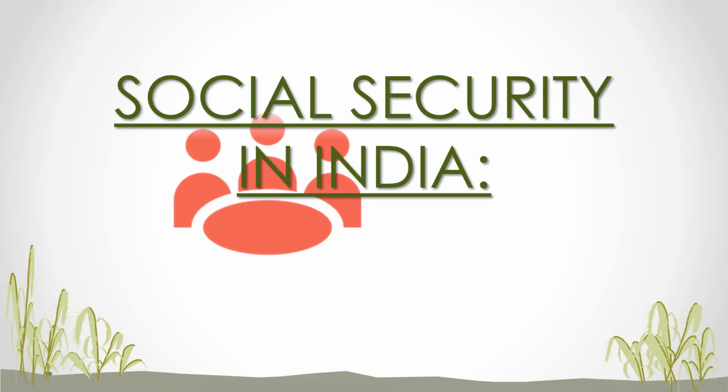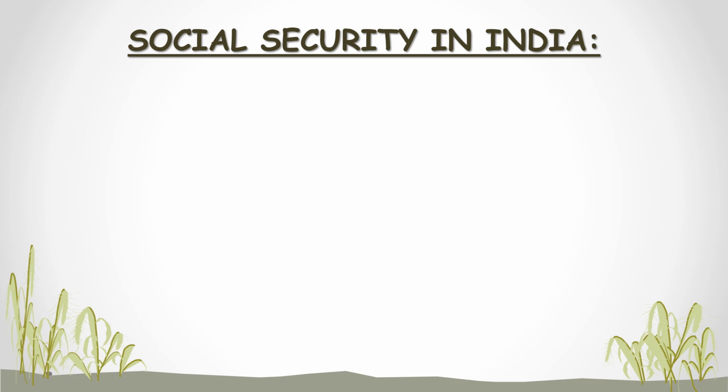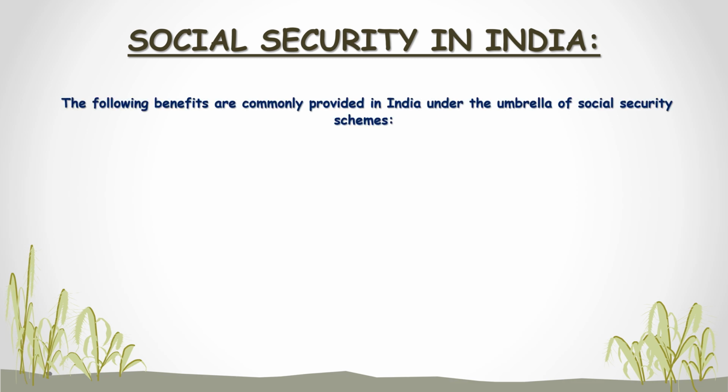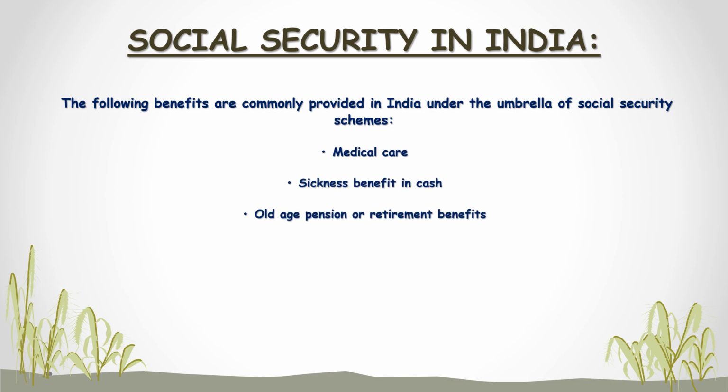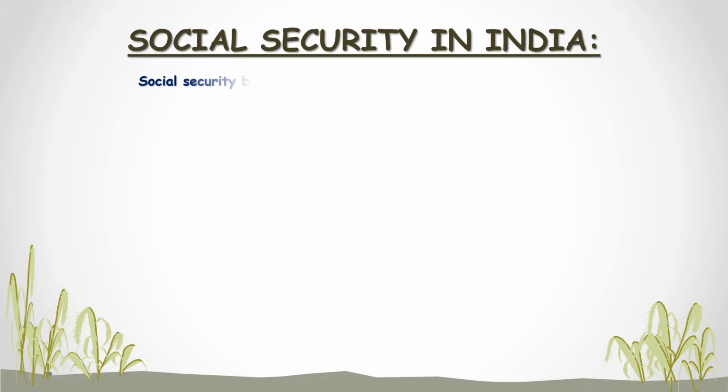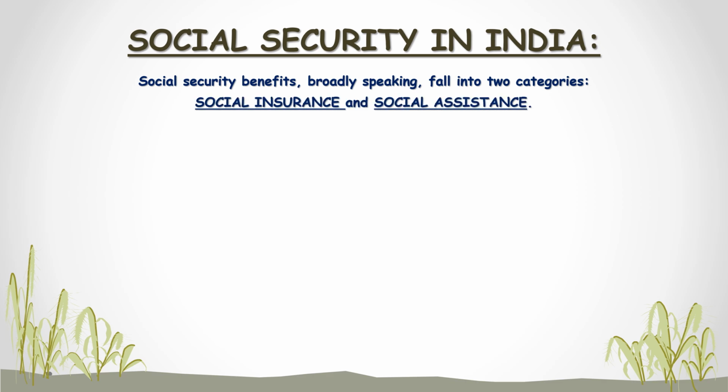Social Security in India. The following benefits are commonly provided in India under the umbrella of social security schemes: medical care, sickness benefit in cash, old age pension or retirement benefits, invalidity pension, maternity benefit, accident benefit, survivor's benefit. Social Security benefits, broadly speaking, fall into 2 categories: social insurance and social assistance.